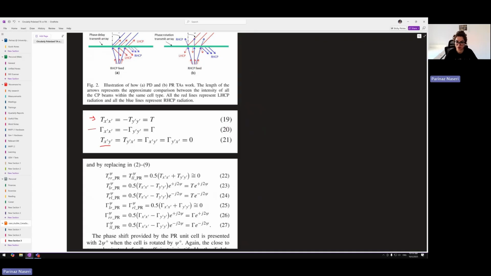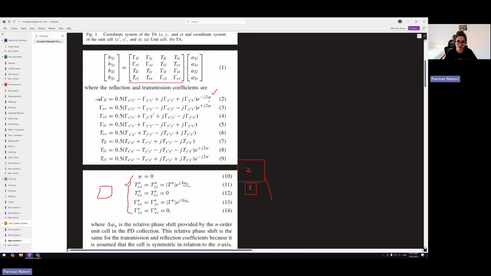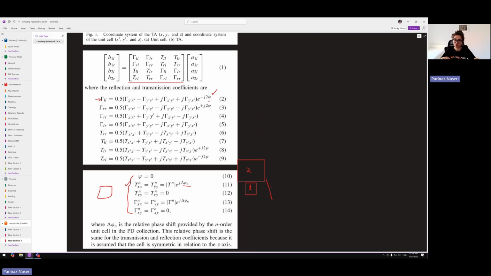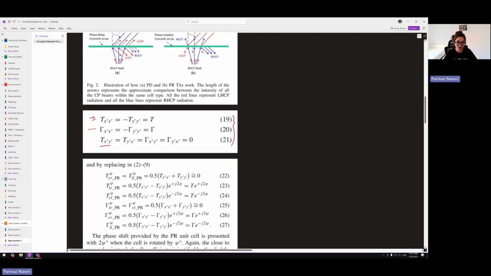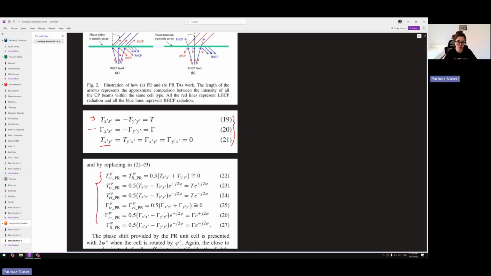Now, if you put this special case, just like we did for PD, in equations 2 to 9, which we had here, the general CP reflection and transmission coefficients in terms of linear ones, what do you get? You get this one. These are the results of equations 2 to 9 in the special case of 19 to 21.